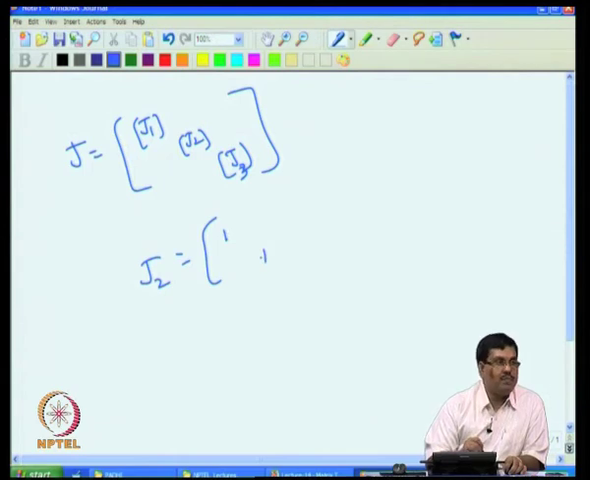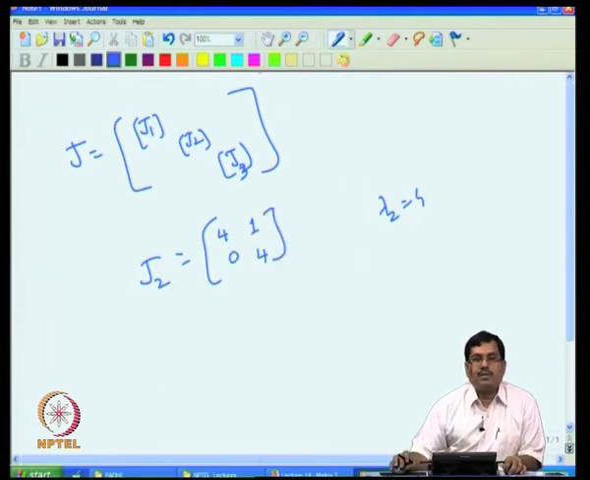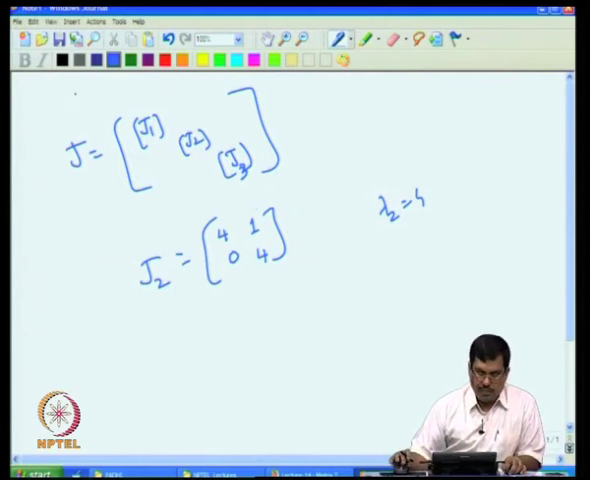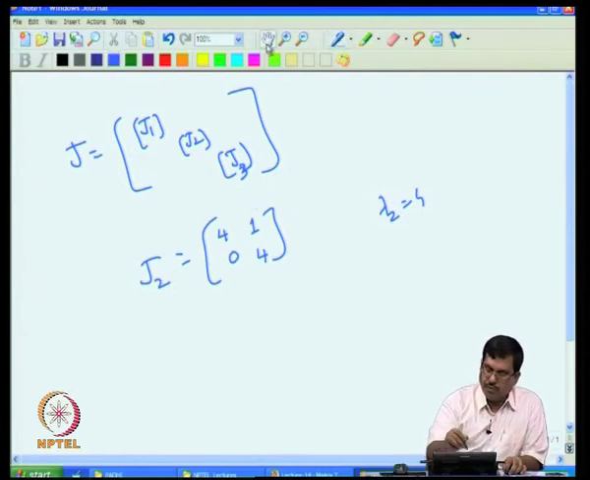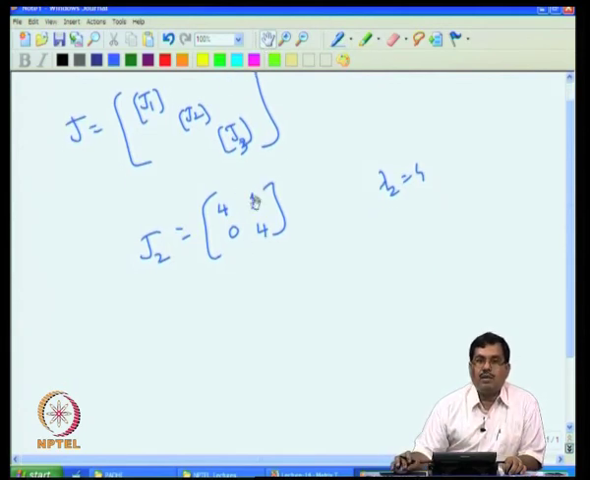So, then you will end up with 1, okay, 1 is not a good number probably, I will take, let us say 4. Lambda 2 is actually 4, then corresponding J 2 will have 4, 4, then it will have 1 here and then 0 here. It is not 0 actually there. So, this particular thing, what you see there, is not 0 actually, that is 1 here actually.